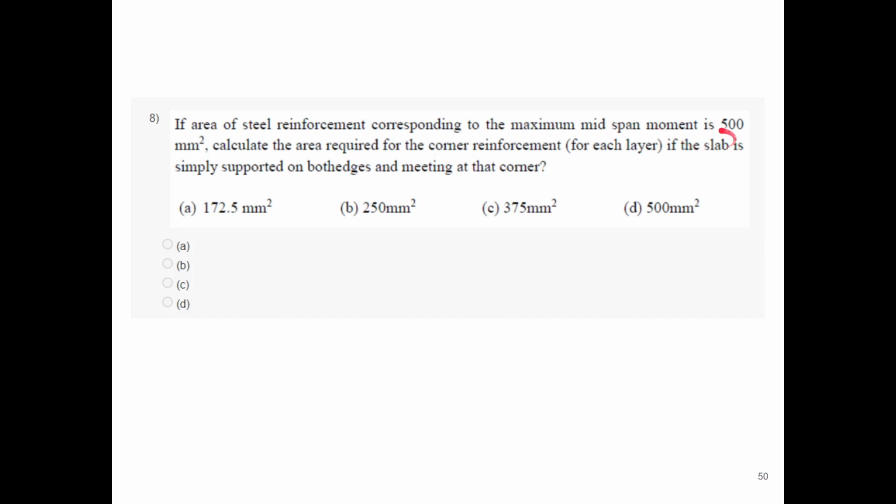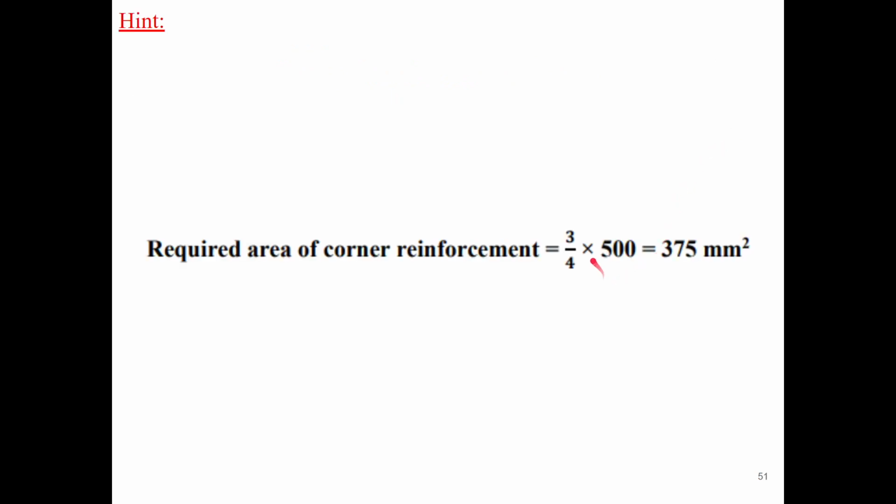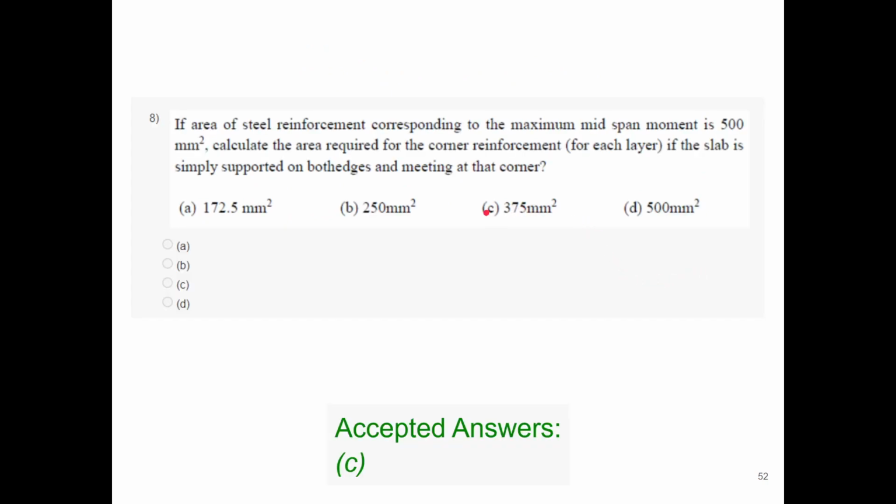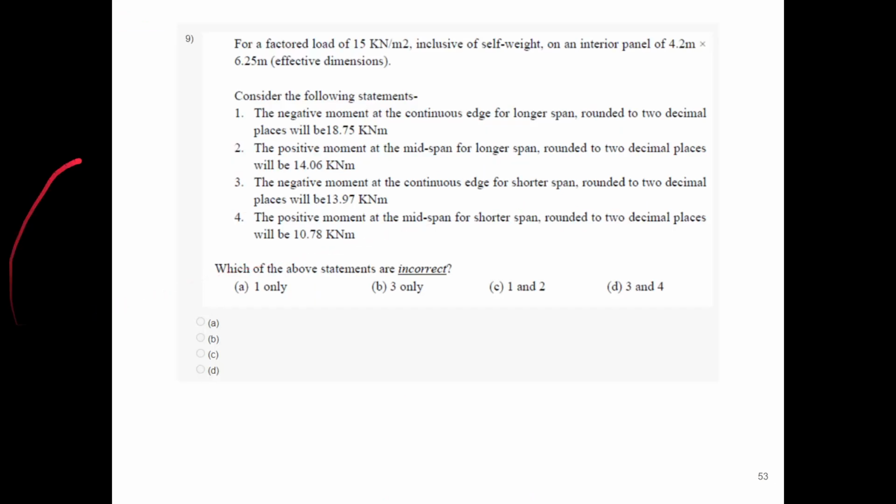So here it is 500, right? So 3/4 will be 375 millimeter square. So the required area for corner reinforcement is 375 millimeter square. That is C. So as you can see, C is the correct option. Ninth question.